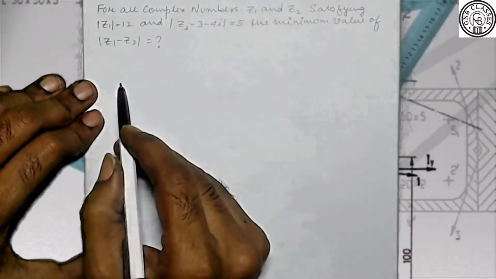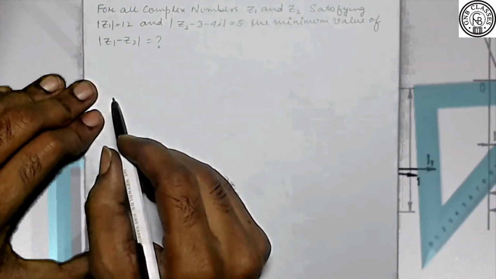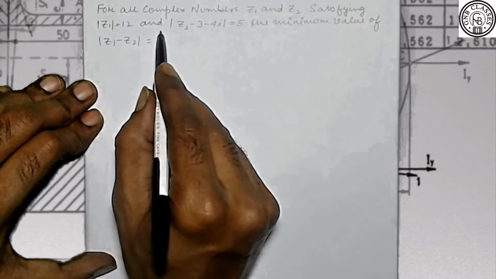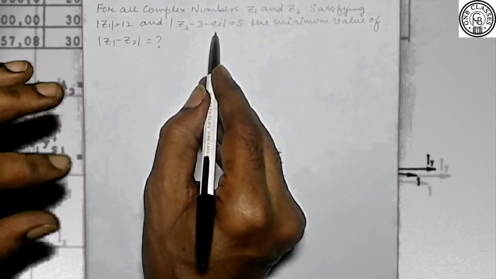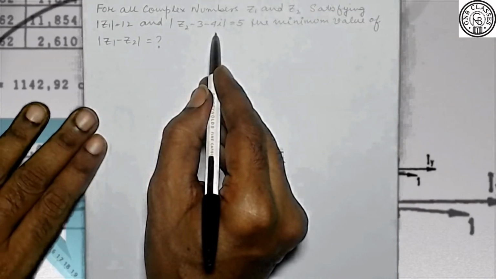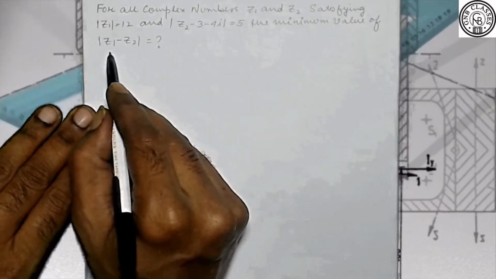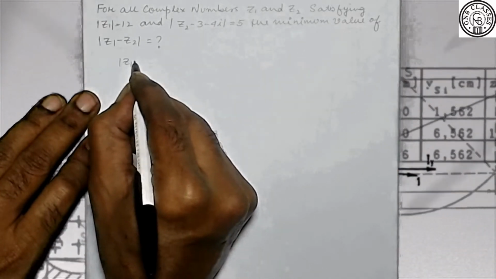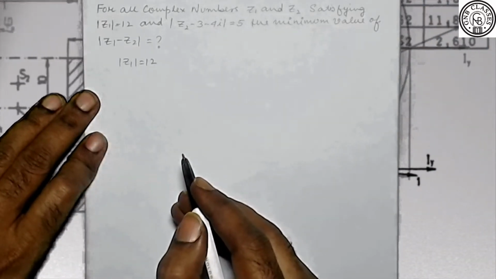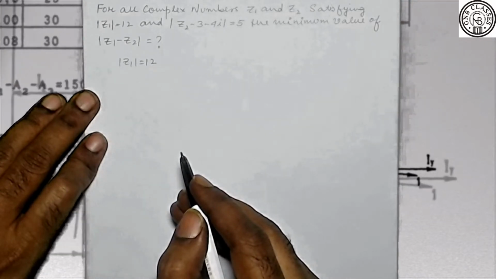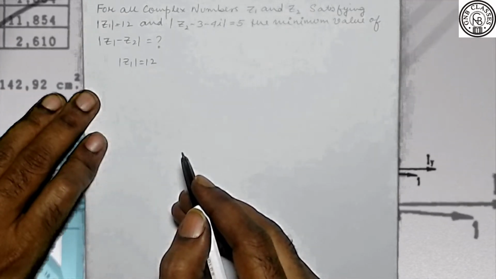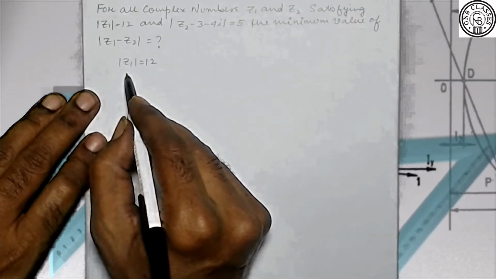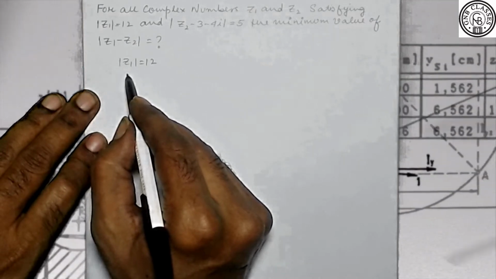So this question: for all complex numbers z1 and z2 satisfying mod of z1 equals 12 and mod of z2 minus 3 minus 4 iota is 5, find the minimum value of mod of z1 minus z2. Mod of z1 equals 12. What does it represent? It represents a circle with the center 0, 0 and radius 12 units, and z1 is lying on the circumference of that circle.